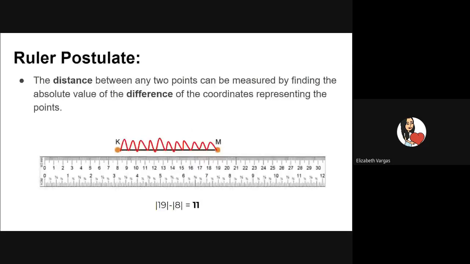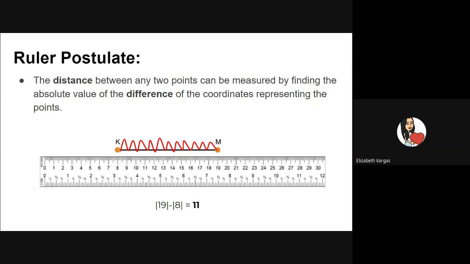Now we're going to get into more math-based things, but very basic math-based things. The first thing we're going to look at is measuring segments. The first postulate we have for measuring segments is the ruler postulate. The ruler postulate states that the distance between any 2 points can be measured by finding the absolute value of the difference of the coordinates representing the points.